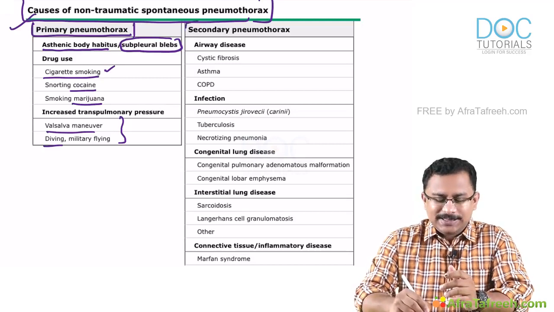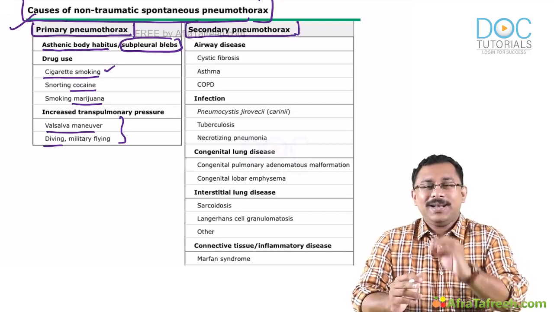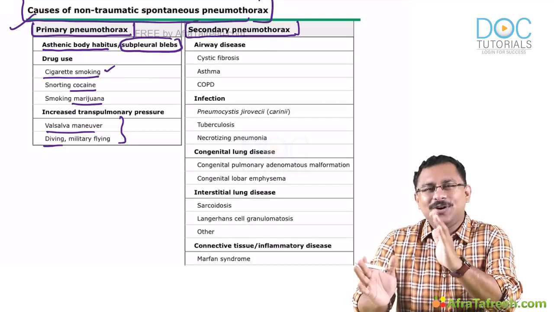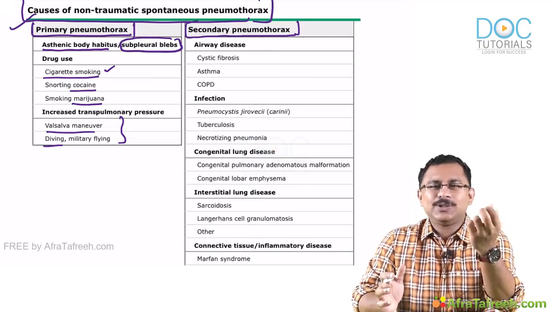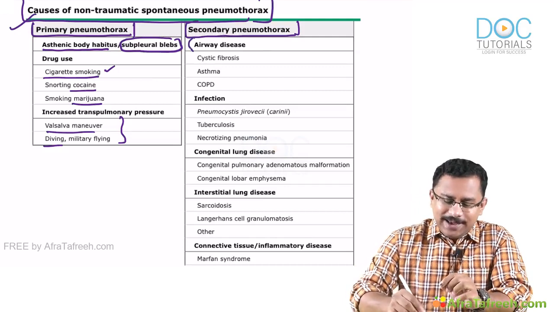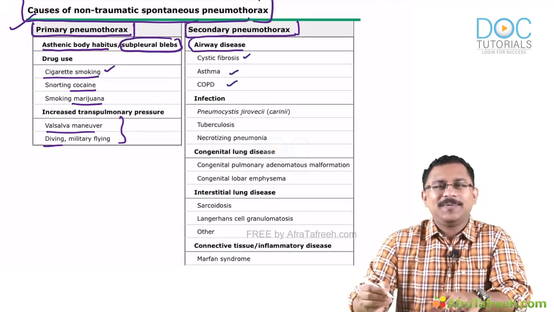Secondary pneumothorax, I already told you, common one is the emphysema. But let me remind you again that do not always think that all causes are because of emphysema. There is a big list of conditions which can cause a secondary pneumothorax. You can have airway diseases like cystic fibrosis, asthma and COPD.